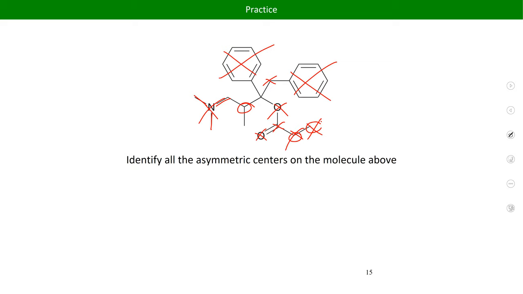So we have the oxygen, we have directly into a benzene ring, we have a carbon and then a benzene ring, slightly different. And then we have this mess towards the nitrogen. It's going to be different. So this one also will be an asymmetric center.